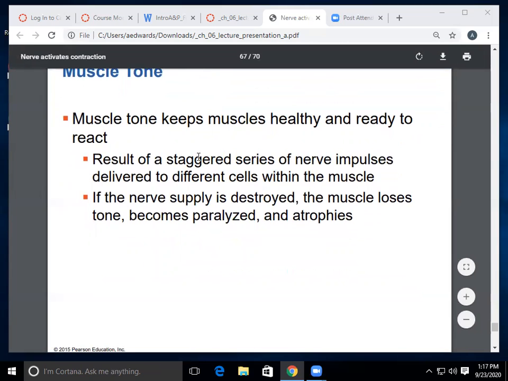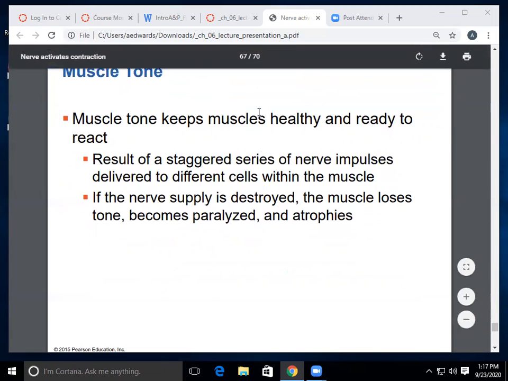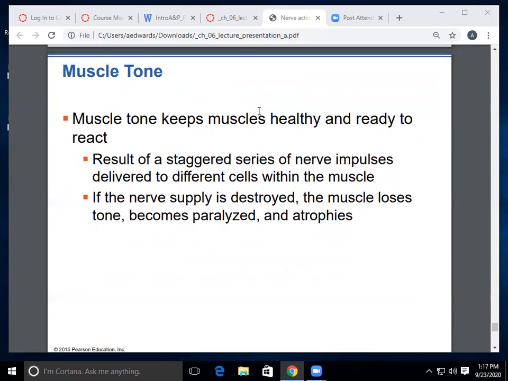All right, so muscle tone keeps your muscles healthy and keeps them ready to react. This happens as a result of nerve impulses that are delivered to the different cells in your muscles. Now, if you damage the muscle supply, your muscle is going to lose muscle tone, and it can get paralyzed and atrophy. So if you injure yourself, it's not necessarily that you injured the muscle. You could injure the nerve that supplies that muscle, and as a result, the muscle is going to have some problems.